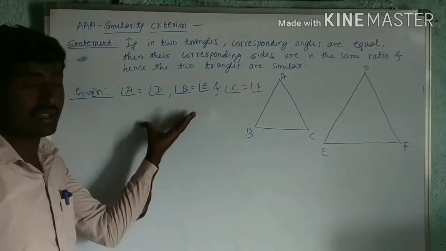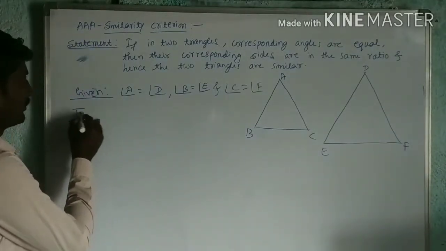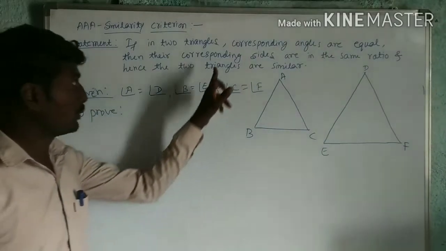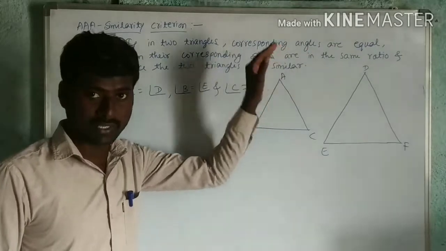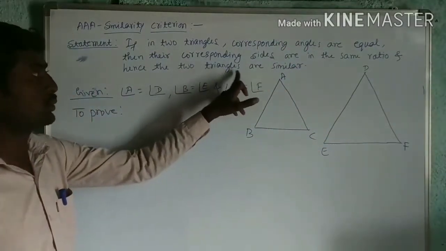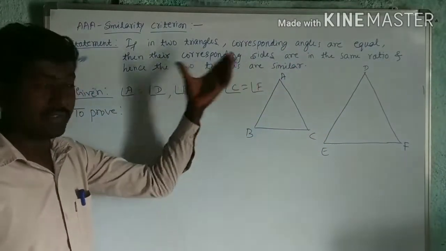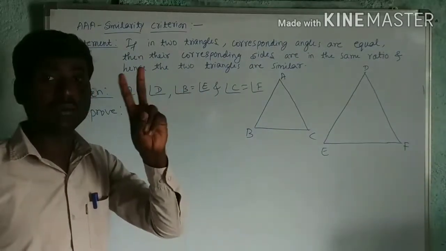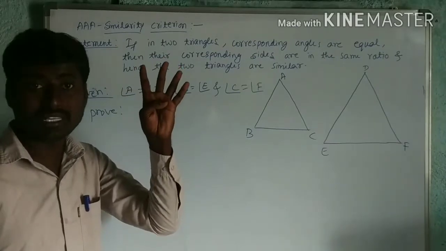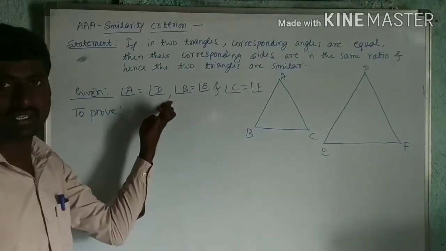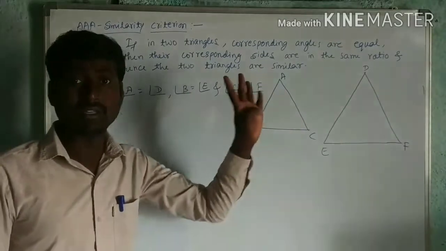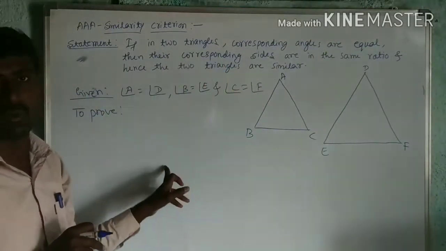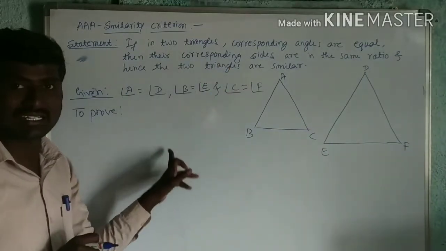This is given. What we have to prove? We have to prove corresponding sides are in the same ratio first. Then automatically you can say two triangles are similar. To say two triangles are similar, we have two conditions. First one is corresponding angles must be equal. They have given it. Second condition is what? Corresponding sides are in the same ratio. I have to prove it now.